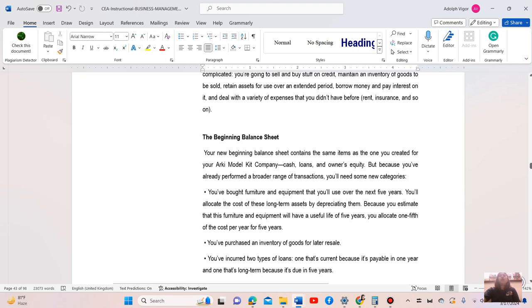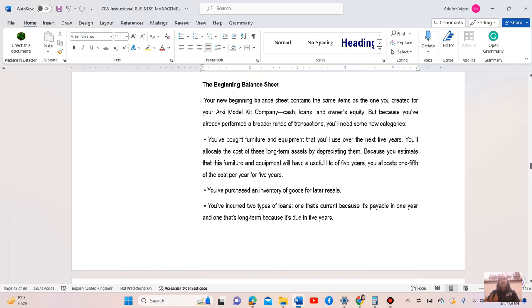So let's go to the beginning balance. Your new beginning balance sheet contains the same items as the one you created for your Archi Model Kit company: cash, loans, owner's equity. But because you're now performing a broader range of transactions, you'll need some new categories. Like you bought furniture and equipment that you'll use over the next 5 years. You'll allocate the cost of these long-term assets by depreciating them.